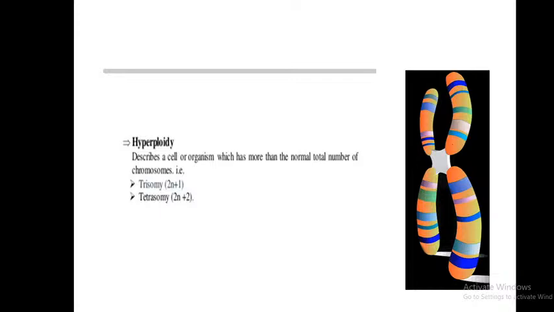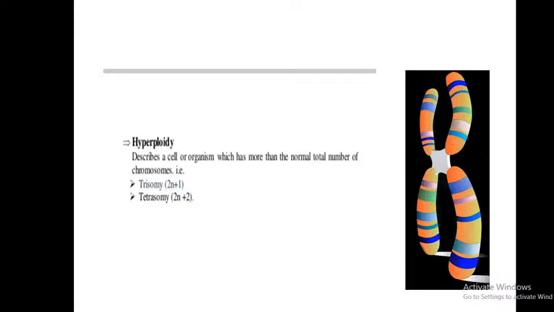Non-disjunction is of two types: primary non-disjunction and secondary non-disjunction. Primary non-disjunction happens if there is abnormality in meiosis 1, and secondary non-disjunction occurs during the second meiotic division. If primary non-disjunction occurs, all the gametes formed will be abnormal. If secondary non-disjunction occurs, half of the gametes will be abnormal and half will be normal.